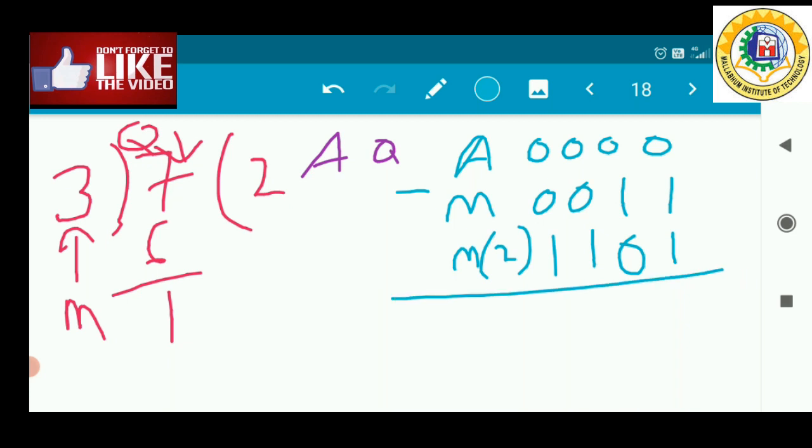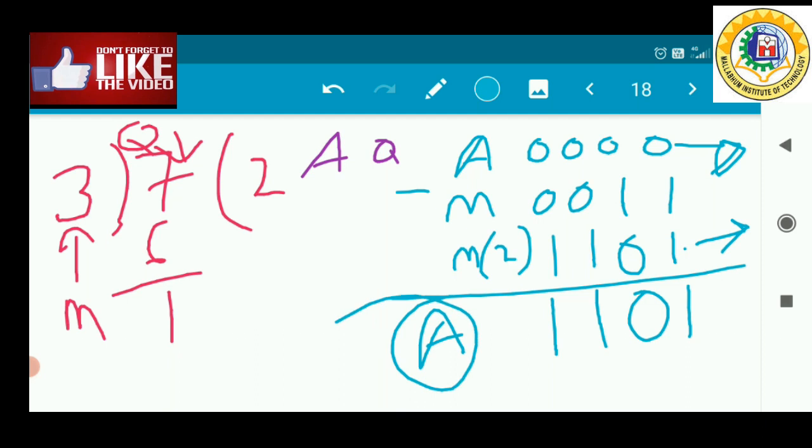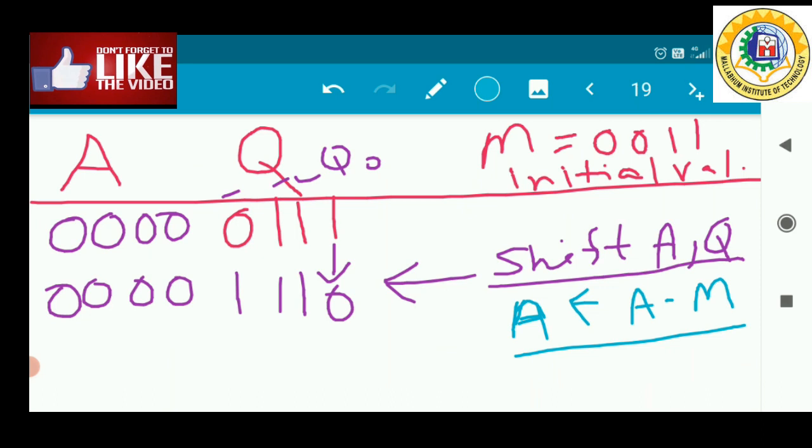So this is the 2's complement of M, and if we just add these two, we get 0 1 0 0, 0 and 1 1, 0 and 1 1. So your new A will be 1 1 0 1, okay. So this is A equal to A minus M. So new A will be 1 1 0 1, and your next step is to check this MSB of A.